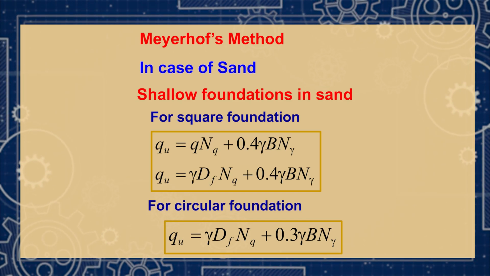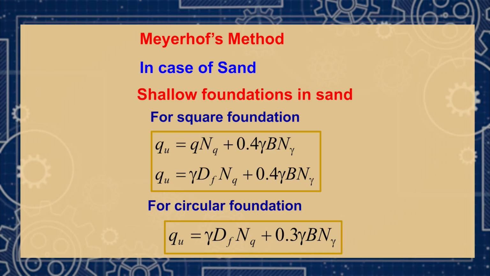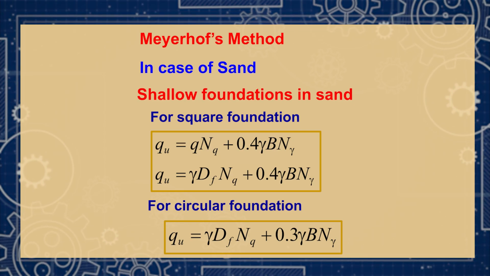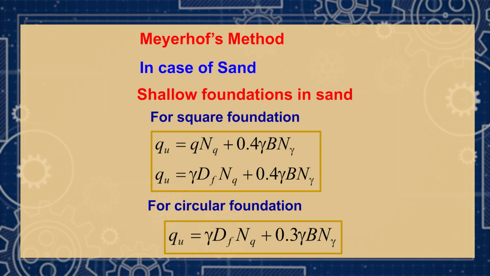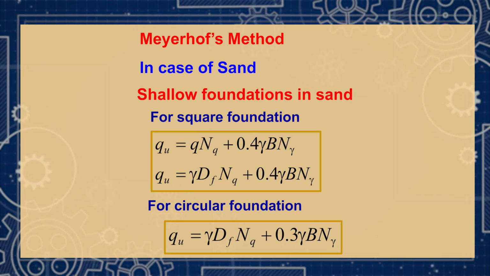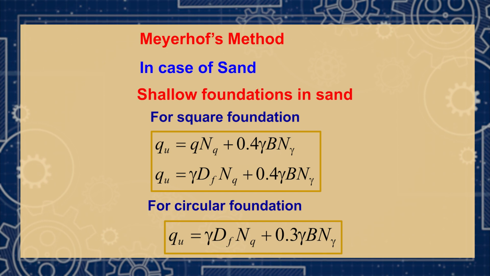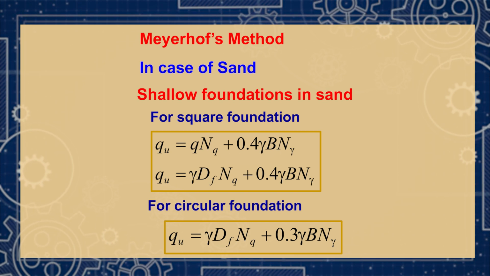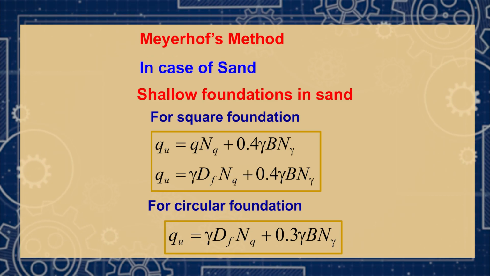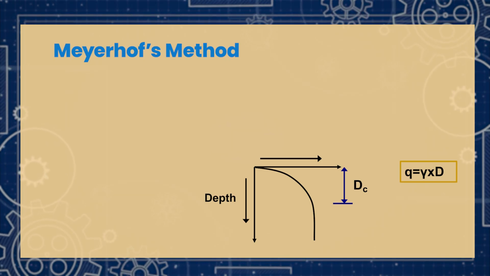See, you are expanding capital Q again. This is the overburden, gamma into depth. This is the expansion. As you increase depth, this also increases. This will be the bearing capacity factors Nq and N gamma, and this is for the circular footing, same thing. For a square footing it will be 0.4 gamma B N gamma, but in a circular footing it will be 0.3 gamma B N gamma.